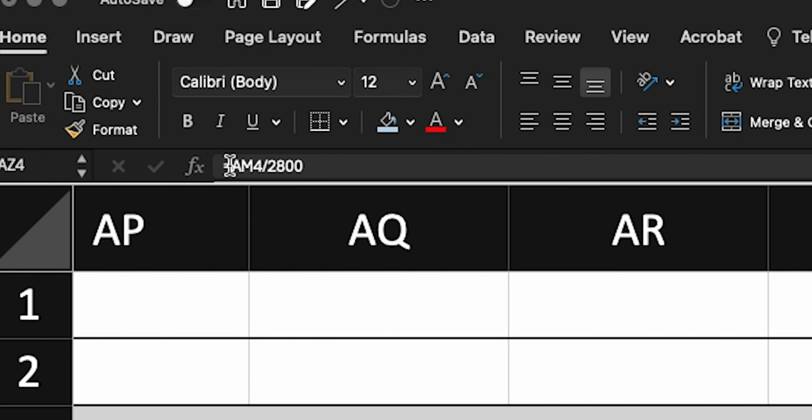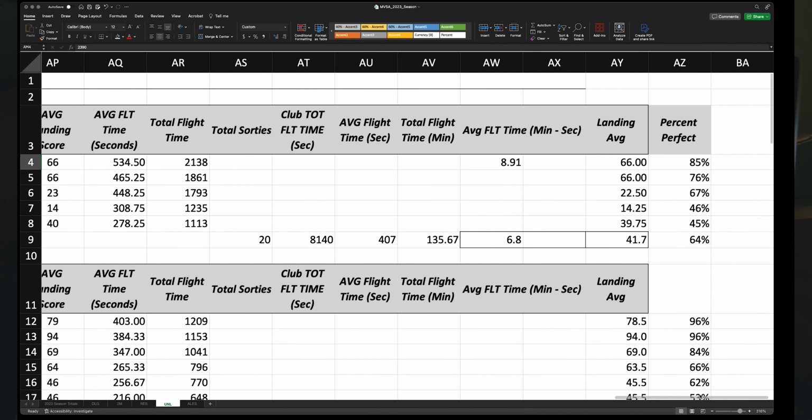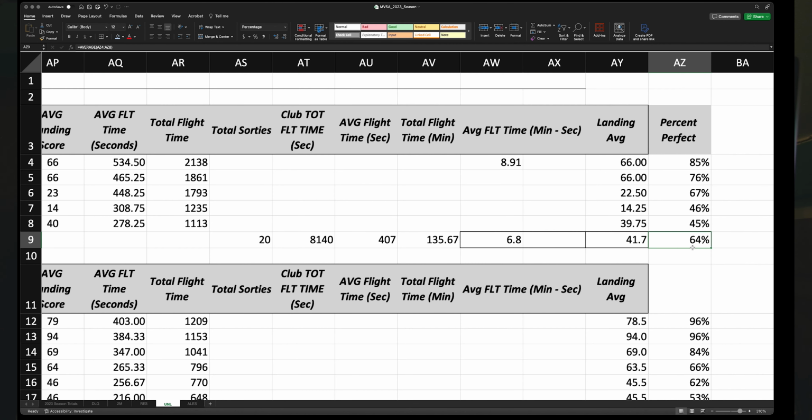You can see his average landing score here, and then you can also see his percentage perfect. Up here, you can probably barely see it. Percentage perfect: a full score for 4 rounds would be 700 times 4, so 2,800. His score right here was 2390 divided by 2,800, which would be 85. So we get a percentage perfect for his day of 85, which is pretty good because he beats the average of 64.